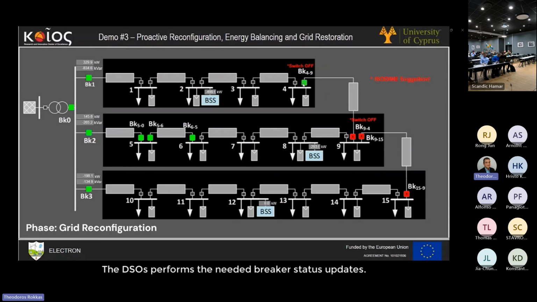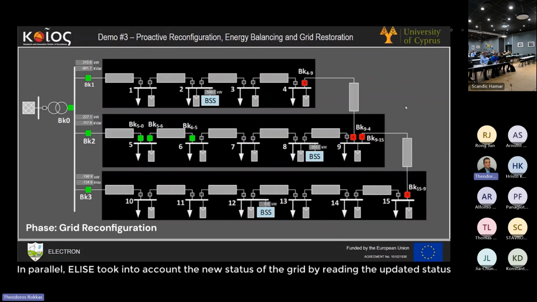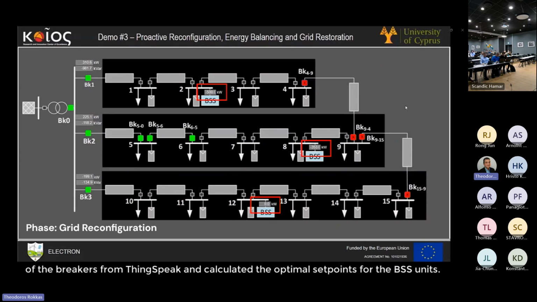As previously, during the microgrid monitoring, ELIS detects another change in the breaker status that results in another topology reconfiguration by reading the updated status of the breakers from the ThingSpeak communication channels, and once again calculates the optimal set points for the battery storage system units. The updated set points are then sent back to the sandboxing environment and visualized through the graphical user interface.